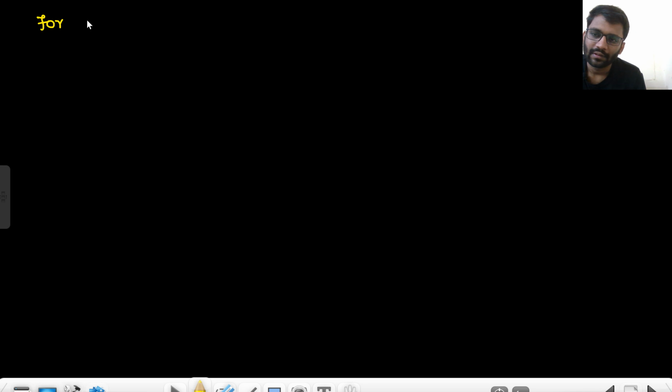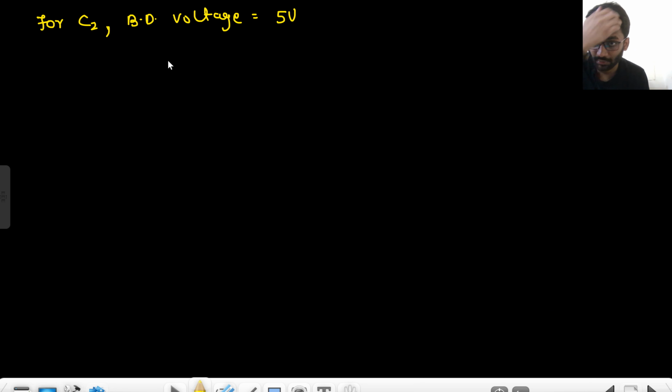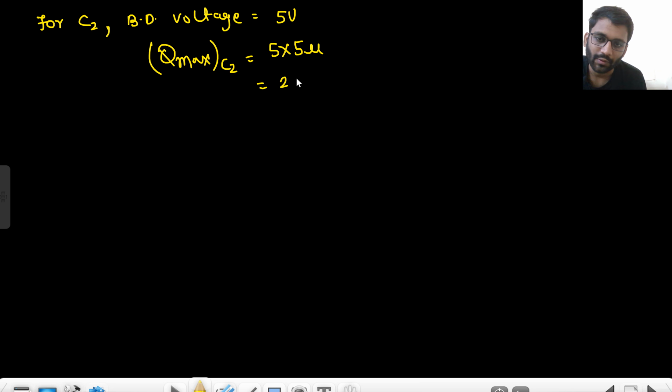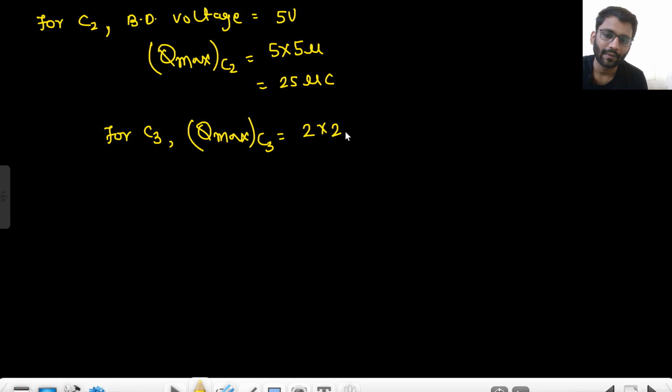So for C2, what is the breakdown voltage? That is 5 volt. So your Q max for C2 would be 5 into 5 micro, that means 25 microcoulomb. And for C3, your Q max will be 2 into 2 micro, that means 4 microcoulomb.